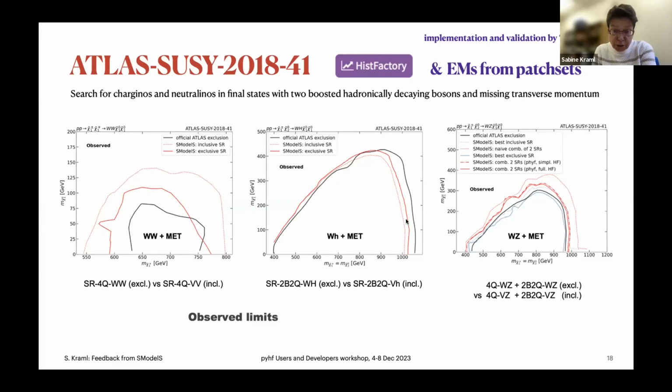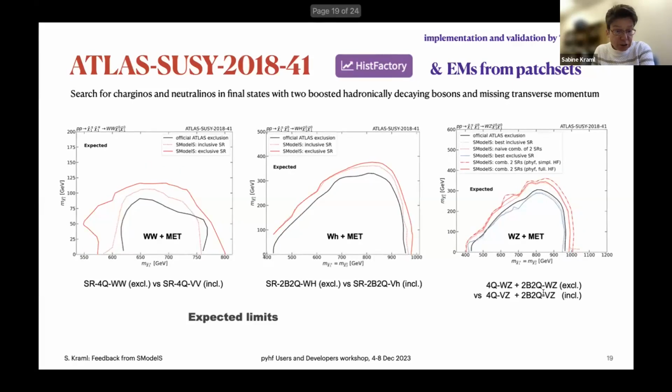Similar, although the effect is smaller, for the WHiggs final state. But for the WZ final state, which basically populates two signal regions, the 4Q and the 2B2Q, either in the VZ or in the WZ category, we get a slight over-exclusion. The over-exclusion is more pronounced with the inclusive signal regions, so we do better with the exclusive ones combined with PyHF. But somehow, using only the best signal region still gives a closer match with the official ATLAS results. So this is something where we really don't know what's going on.